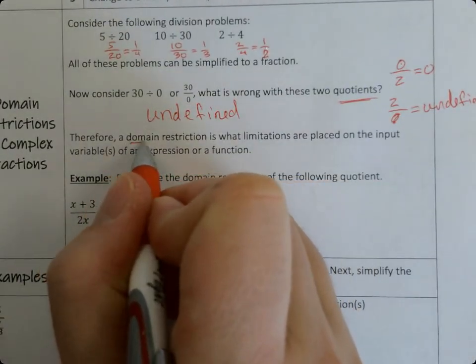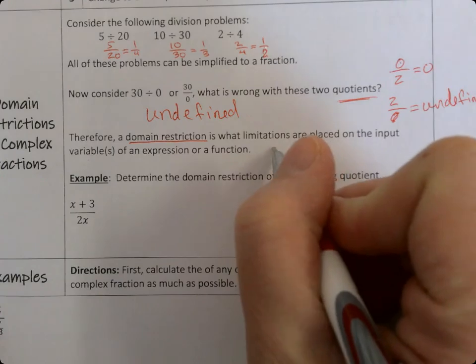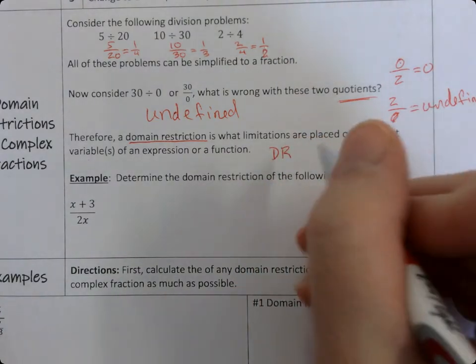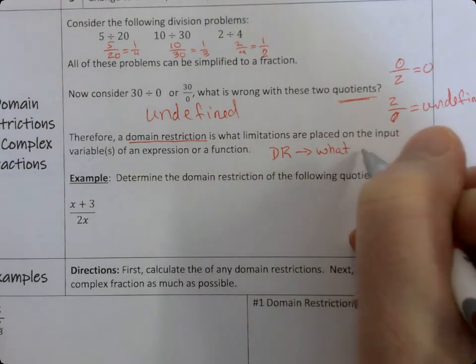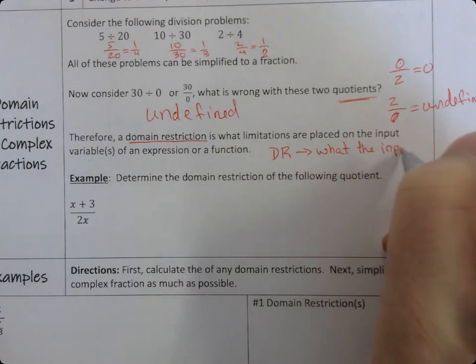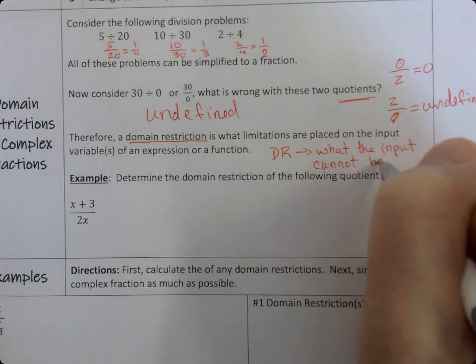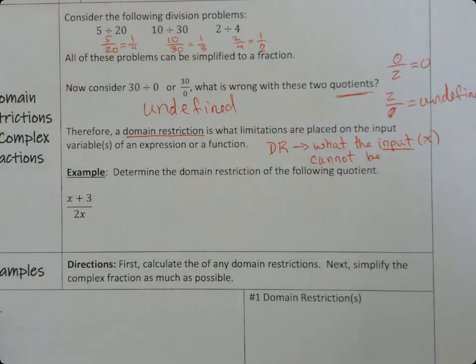This is called a domain restriction. Domain is what x can be, what your input is. A restriction is x can't be this. So domain restriction, I use the abbreviation of DR just because I don't want to write out domain restriction. The domain restriction is the idea of what x cannot be, or what the input cannot be. And when I say input, we're talking about the x value, but you could have different variables.